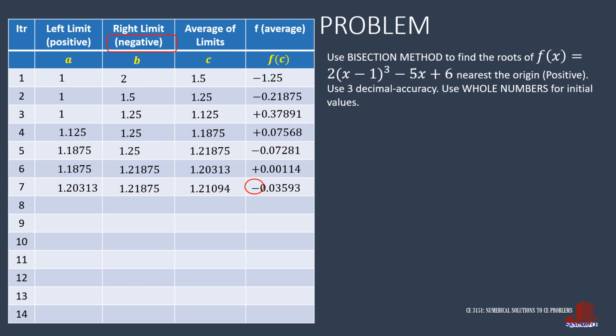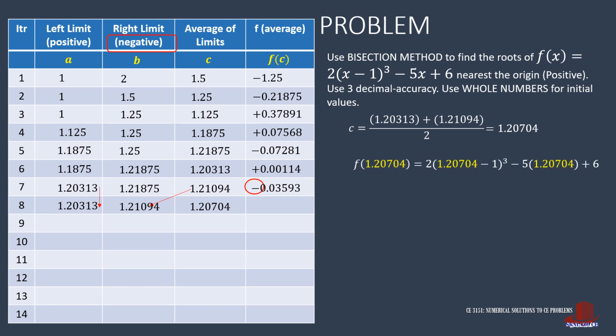until we can have 3 decimal zeros. With negative 0.03593, the value of c replaces b, and a of 1.20313 remains the same. Take their average, that is half of 1.20313 and 1.21094, yielding 1.20704. Place this into the function to have negative 0.01743.